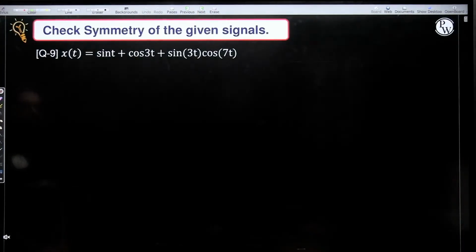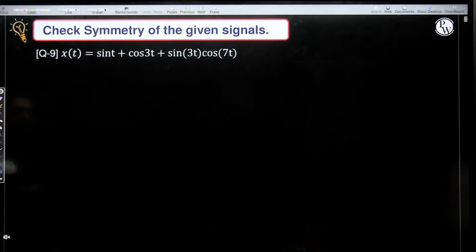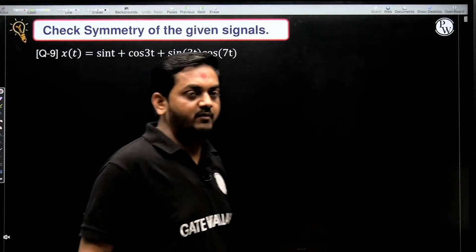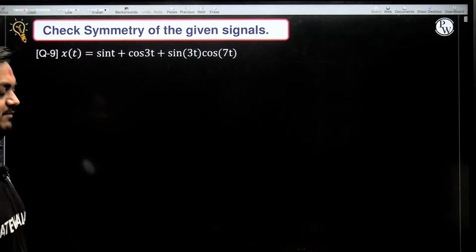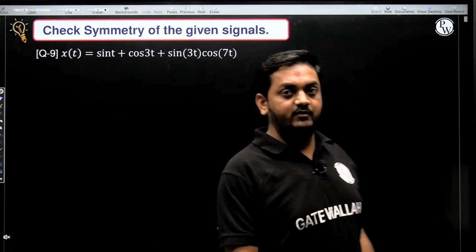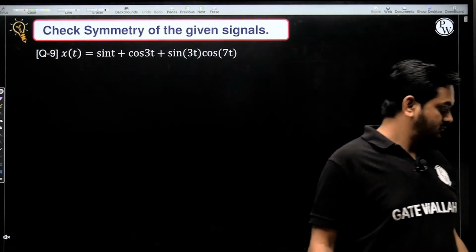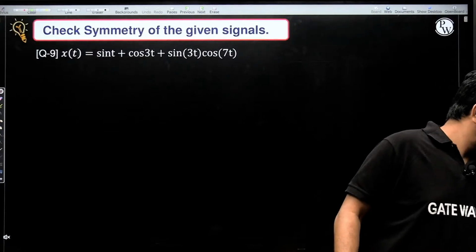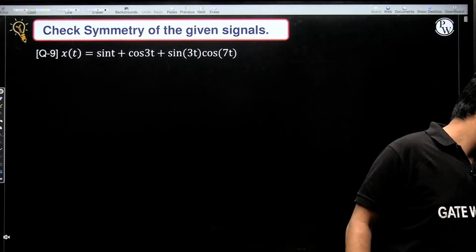question. Now identify the symmetry: sin t plus cos 3t plus sin 3t into cos 7t. Tell me whether this is an odd signal, even signal, or neither. I am expecting an answer from each and every one of you. Whether this is odd, even or neither.